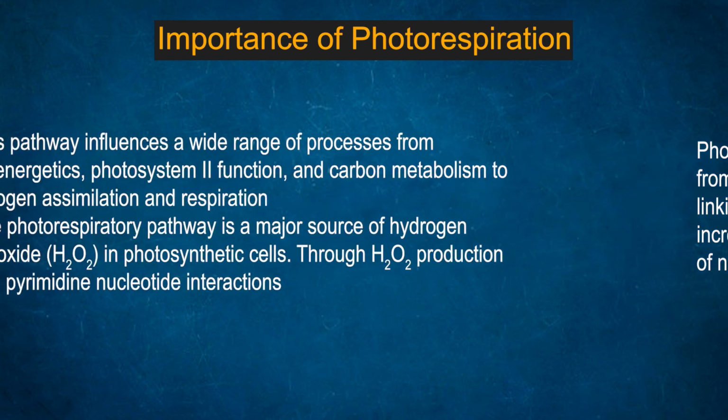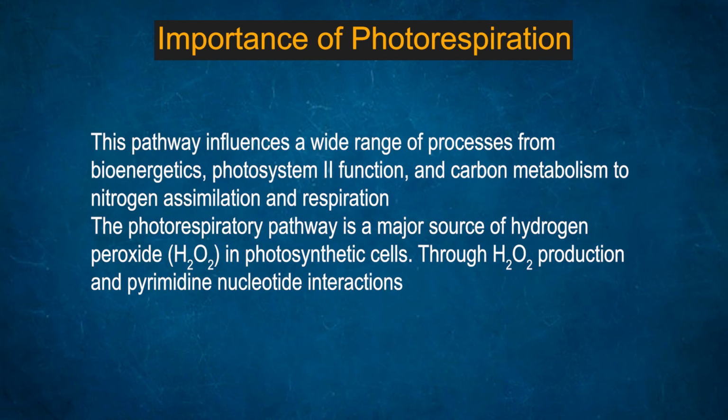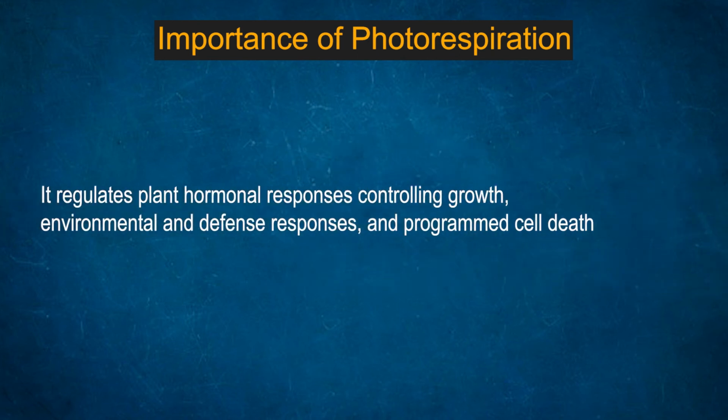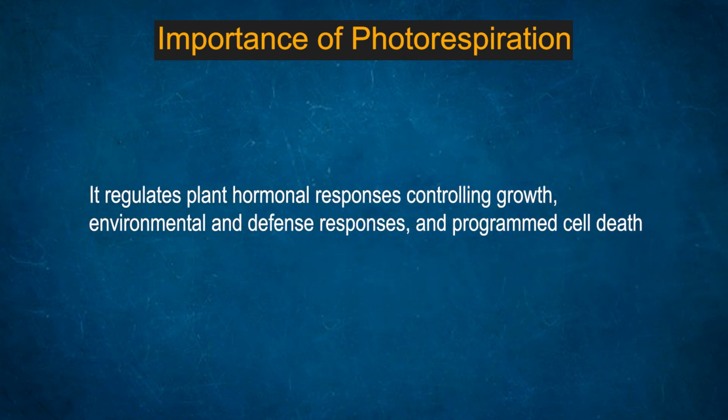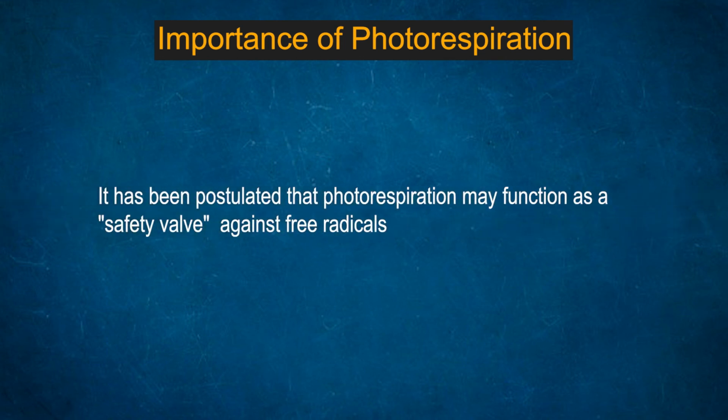Of course, it will also influence a wide range of processes that include the photosystem 2 functioning, and it is the main source of hydrogen peroxide, and as I told you, the hydrogen peroxide can itself be metabolized within the plant. It will also regulate plant hormonal activity, growth and development, and most importantly, it will result in programmed cell death or apoptosis in worn out cells. And it is postulated that this photorespiration is actually acting as a safety valve against free radical damage.